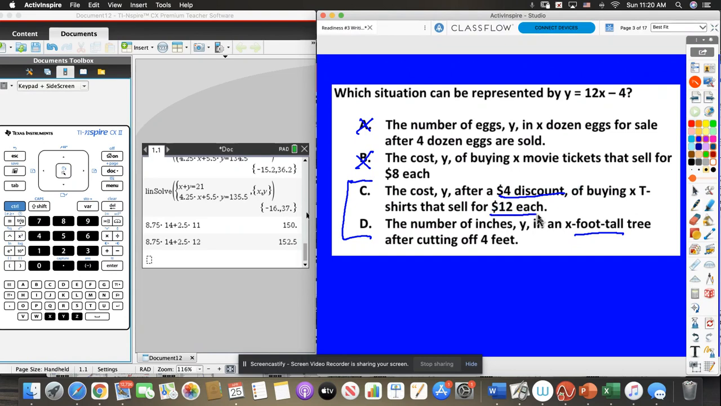And then here's a keyword, 12 and each. The number that goes with the variable is going to have the word each, every, or per. So this is an indication that we're talking about this. The number out here is the y-intercept. It could say discount, could say down payment, initial cost, beginning value, something that we're starting off with, or in this case, we're discounting the price. So C would have been the correct answer.